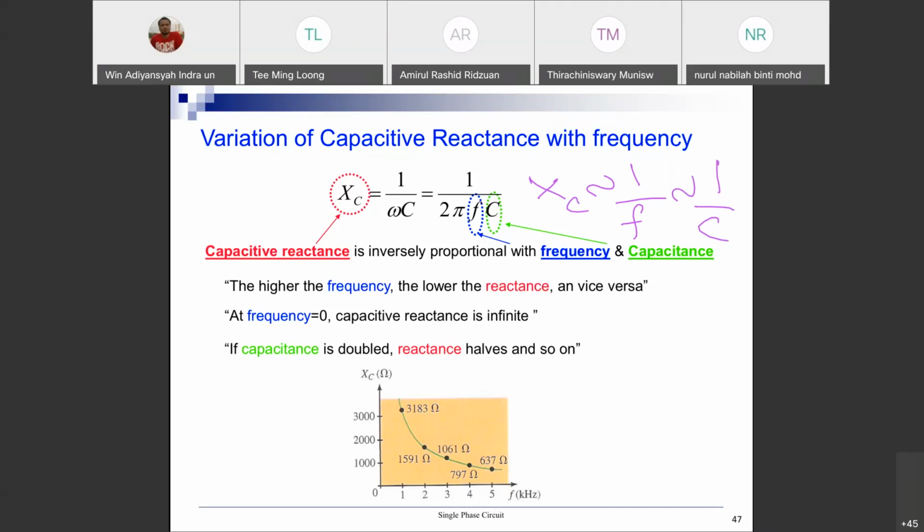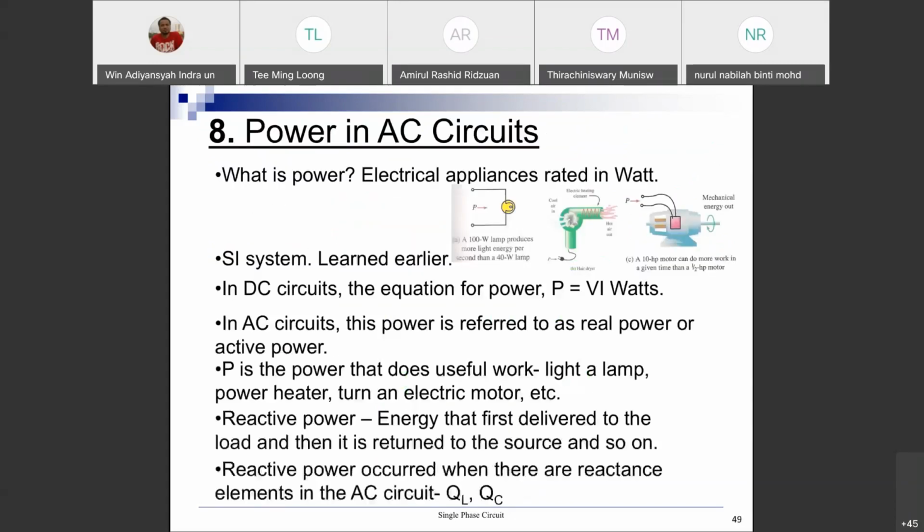What happens if you put F equal to 0? 1 over 0, infinite. Infinity, yeah? So if C is doubled, means 2, so 1 over 2 is half. So XC will be half. Okay. Next, skip this one. Oh, this is power.